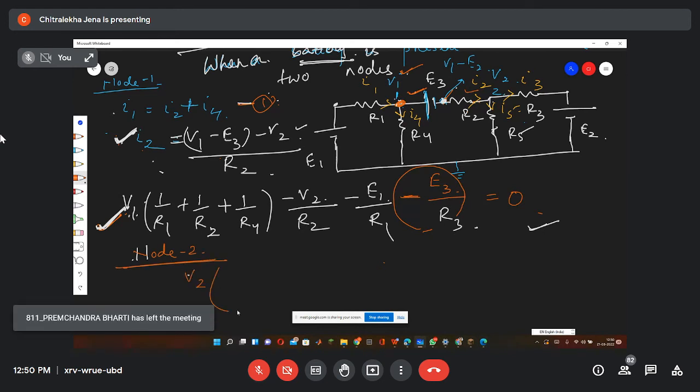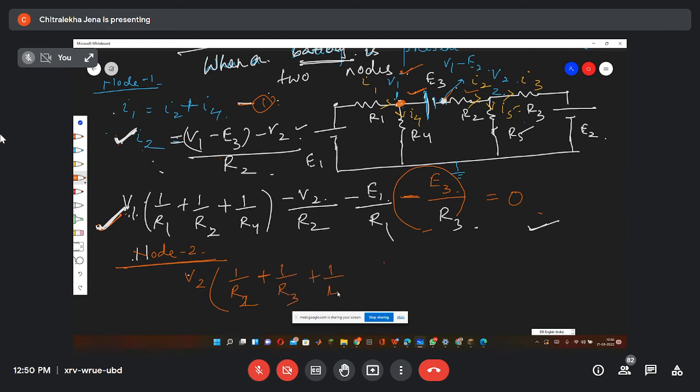Now for node 2, tell me what was the equation? Just by looking at the network, tell me what was the equation? 1 by R2 plus how much? 1 by R3 plus 1 by R5 minus how much? Ratio of the adjacent node to the interconnecting resistance minus ratio of the adjacent battery to the interconnecting resistance. What is the interconnecting resistance? R3.